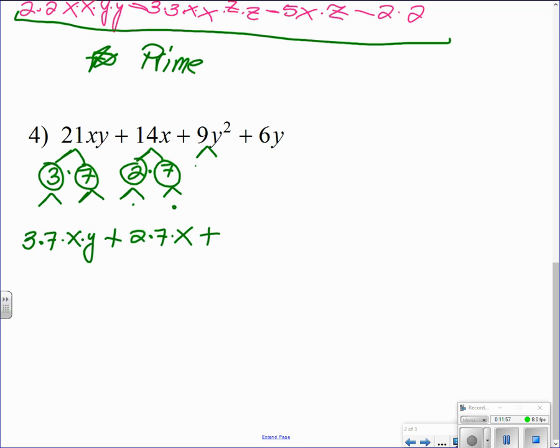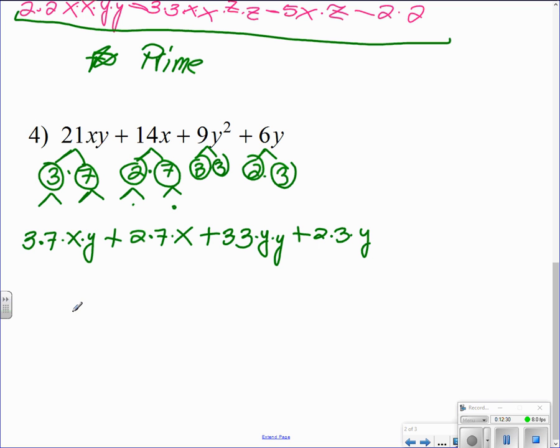Can I use 1 or 9? I can use 3 and 3 is prime. So I'm going to get 3 multiplied by 3, and there should be 2 y's. Y multiplied by y plus factors of 6 will be 2 multiplied by 3, and they are both prime. So I can write this as 2 multiplied by 3 multiplied by y.